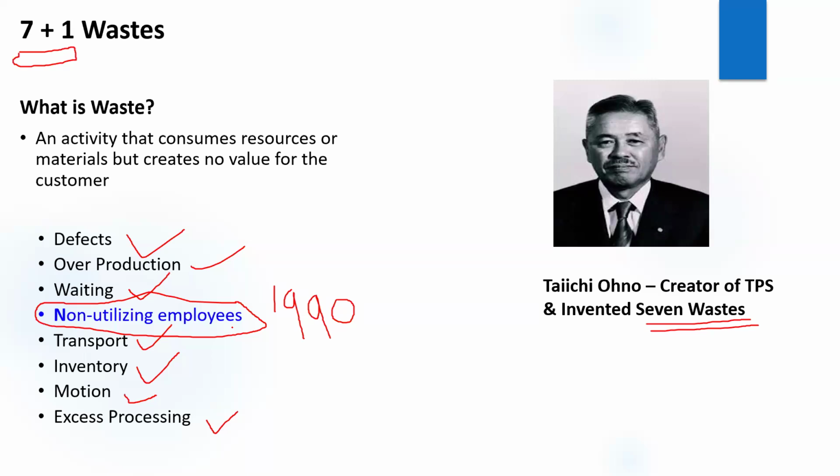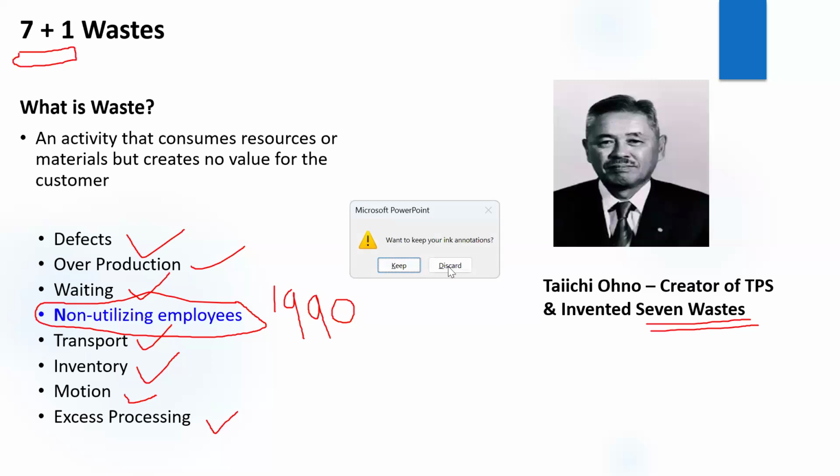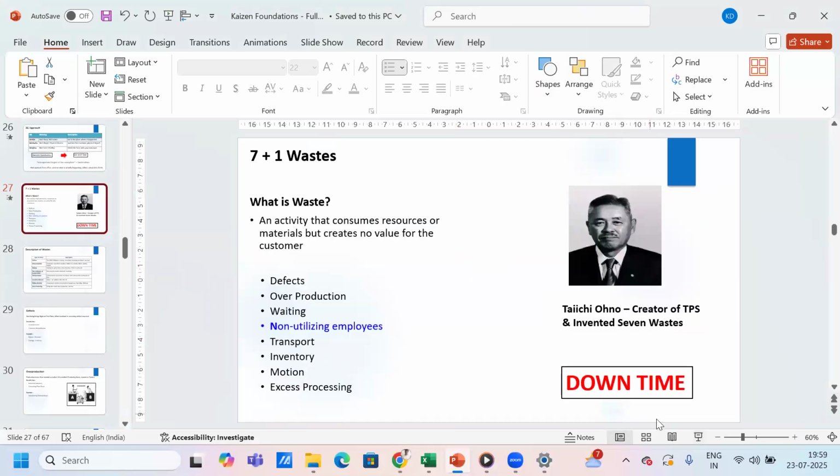Please initiate war against waste, because wastes will eat the profit of your organization and hence we need to kill the waste. Elimination of waste is always good, and if it is not possible to eliminate, at least we should reduce the waste. Okay, so now we will see one by one what the 8 wastes are. So what is the first waste?